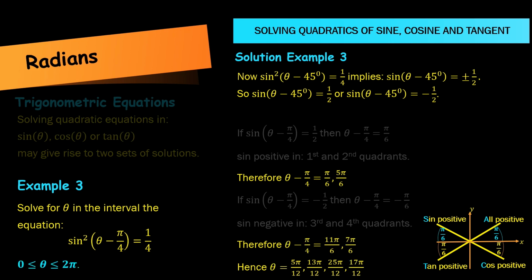Notice that theta must be in the range 0 less than or equal to theta less than or equal to 2 pi. However, out of all these solutions, there is one solution which is not in this range, namely 25 pi by 12. So we exclude this from our set of solutions. So the solutions for theta are those highlighted on your screen in red.